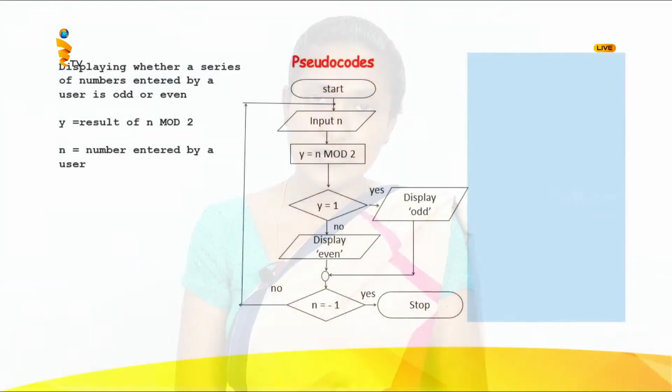So this loop should be terminated when the user enters -1. So when n equals -1 is yes, it should stop. That is the difference of the until loop. Now go through the flow chart.